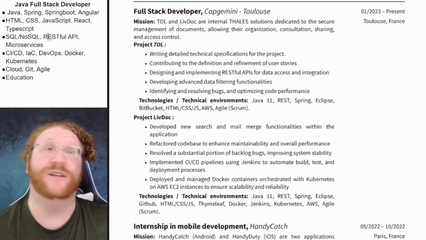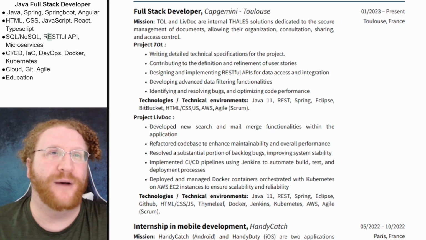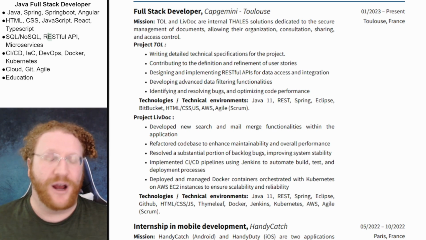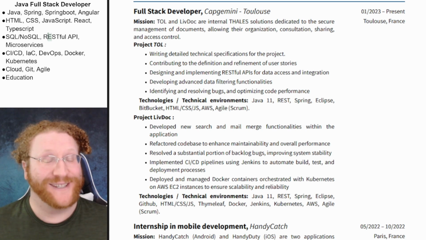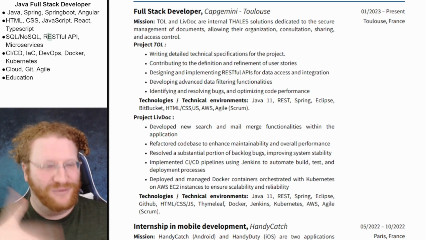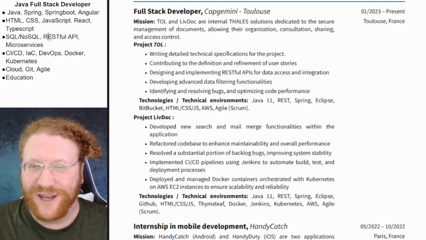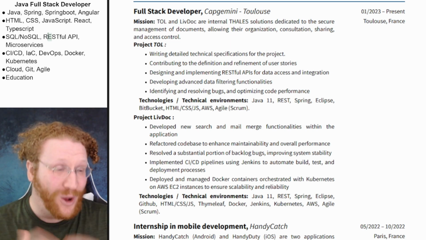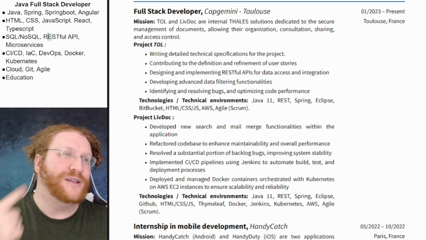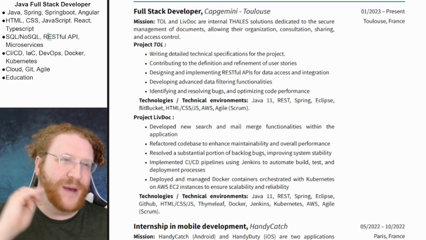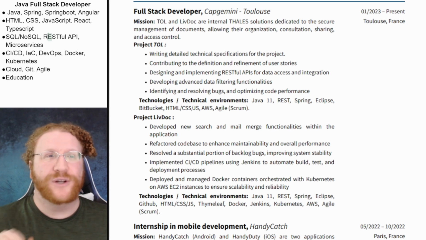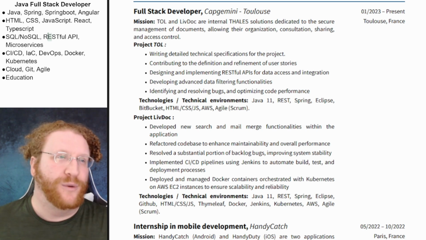This is a Java full stack developer. Now, admittedly, this developer is in France, and I could not read the job postings in France to get the keywords because I do not speak it. So we had to look at the keywords in the United States. Hopefully they're equivalent. What we're going to be looking for is Java, Spring, Spring Boot, Angular, HTML, CSS, JavaScript, React, TypeScript, SQL. Those are arguably the most important ones.